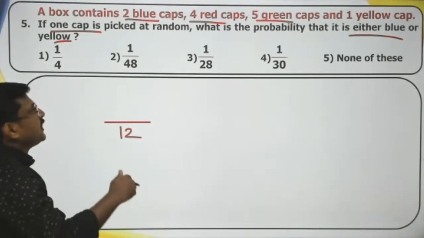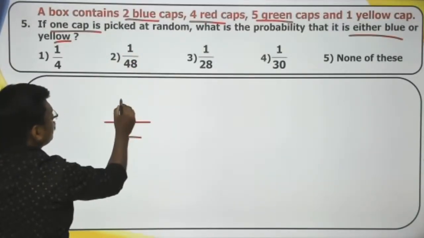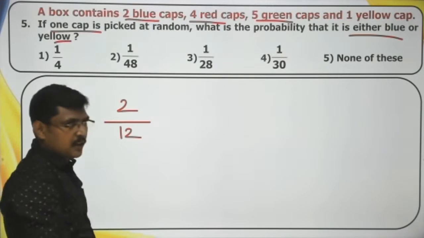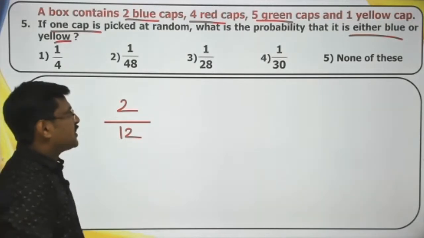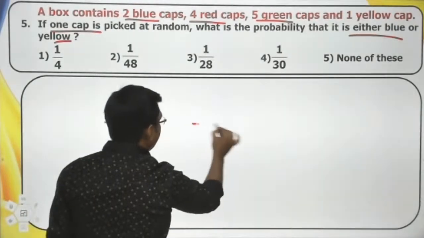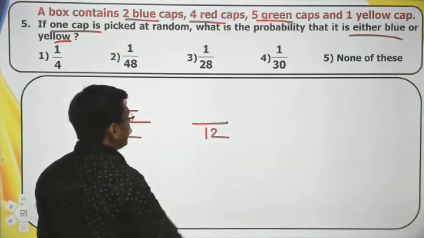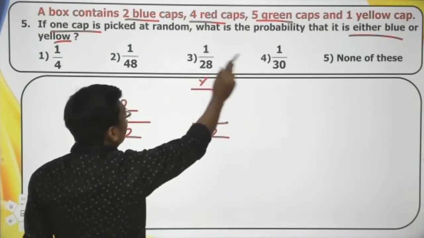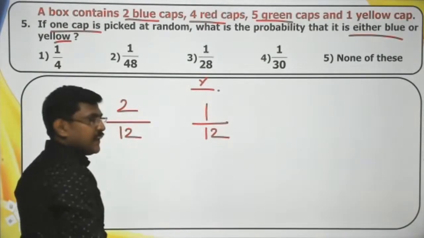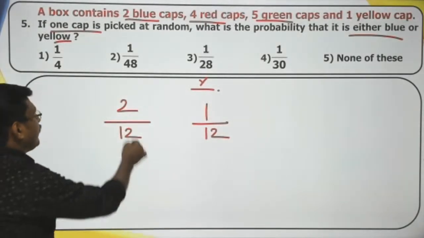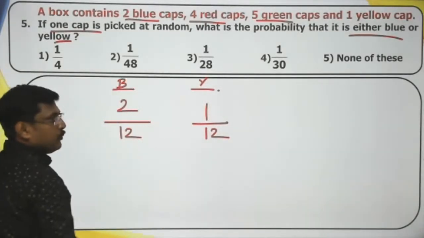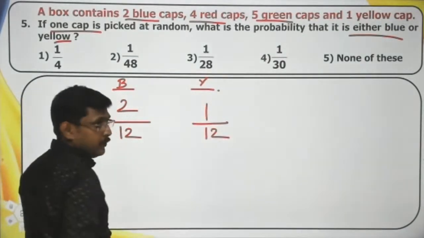So in order to get a blue ball, total 2 blue balls are there, from that 2 we need to select a blue ball. Next condition is that if it is a yellow ball, total again 12 balls are there, and we know that total 1 yellow ball is there, from that one we need to select 1 yellow. So if you select a blue, this will be the probability, if you select a yellow, this will be the probability, right?